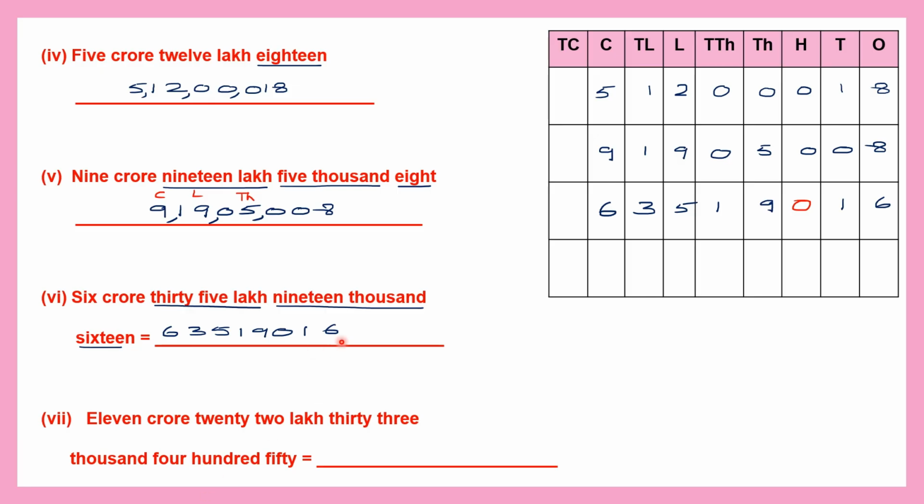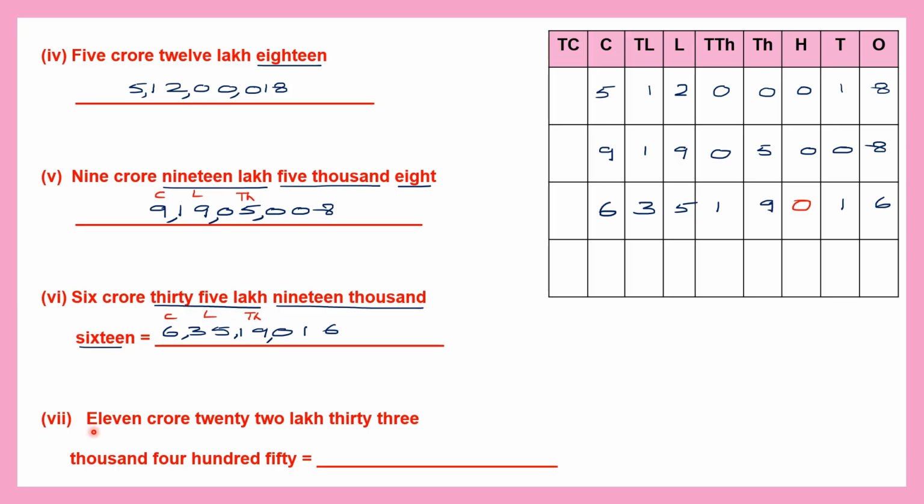So again, ones, tens, hundreds, you will have a comma after 9. And then we have thousands, 10,000s. So a comma after 5, lakhs, 10 lakhs, and a comma. So this is 6 crore. And this is lakh, this is thousand. So let's read the number. 6 crore, 35 lakh, 19,000, 16.